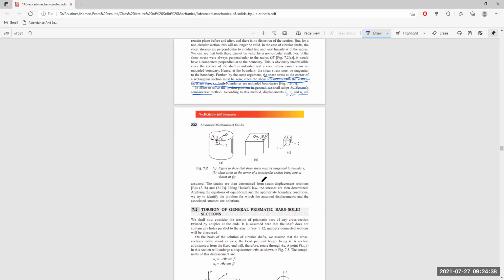So we find the displacement, then the strain from the strain-displacement relation. From Hooke's law, we get the stresses. Then we apply equilibrium and the appropriate boundary conditions. We will clear all the constants of integration. So this is the most important part here.